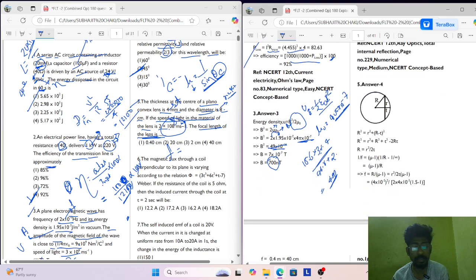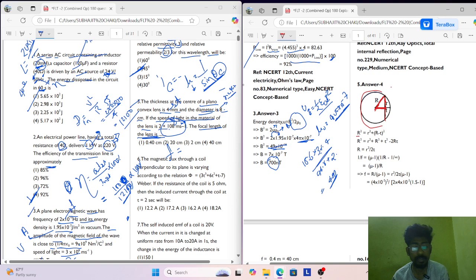If you see this, what is this? This is a plano-convex lens, right? So here is the radius of this, and this is the small r. And this is the thickness of the lens.